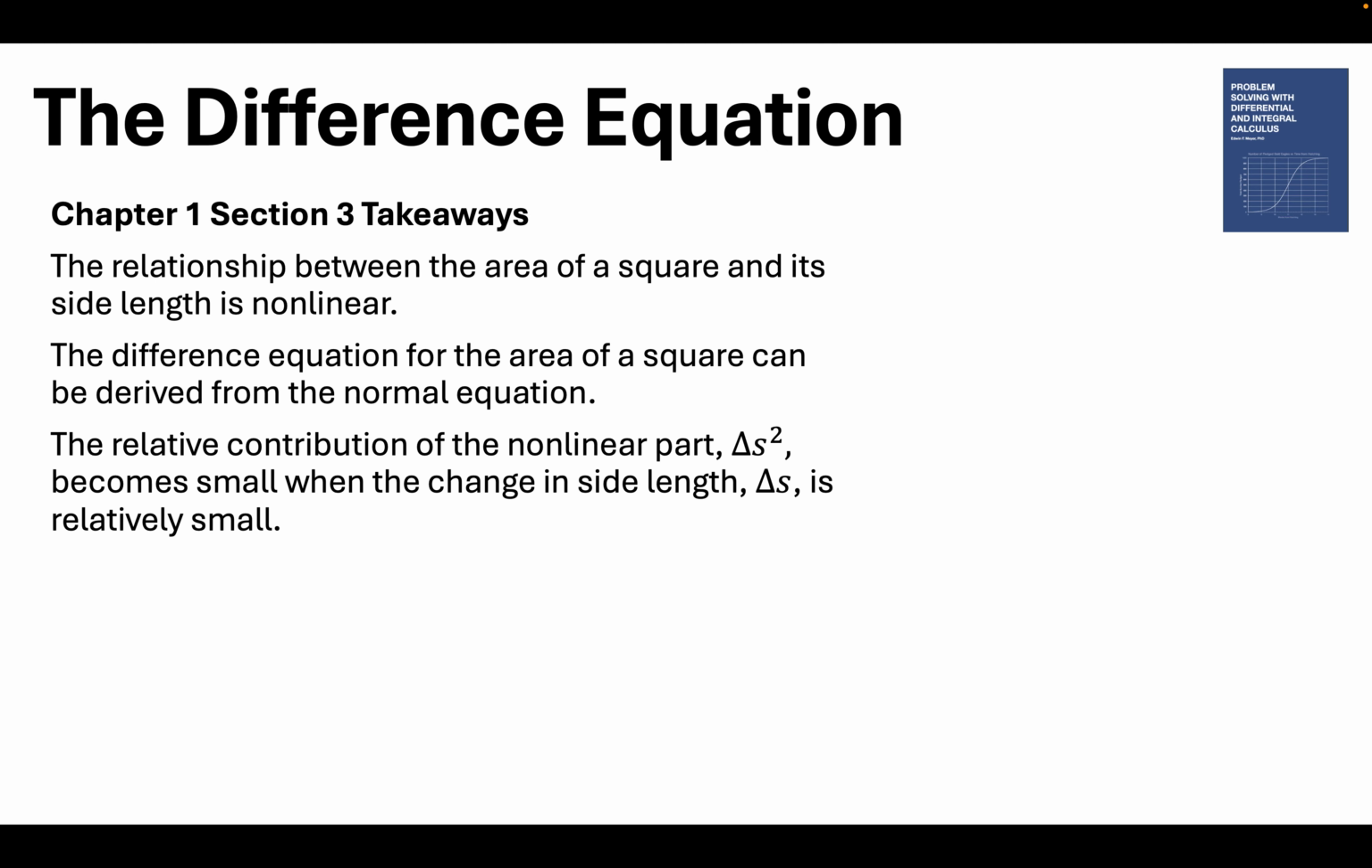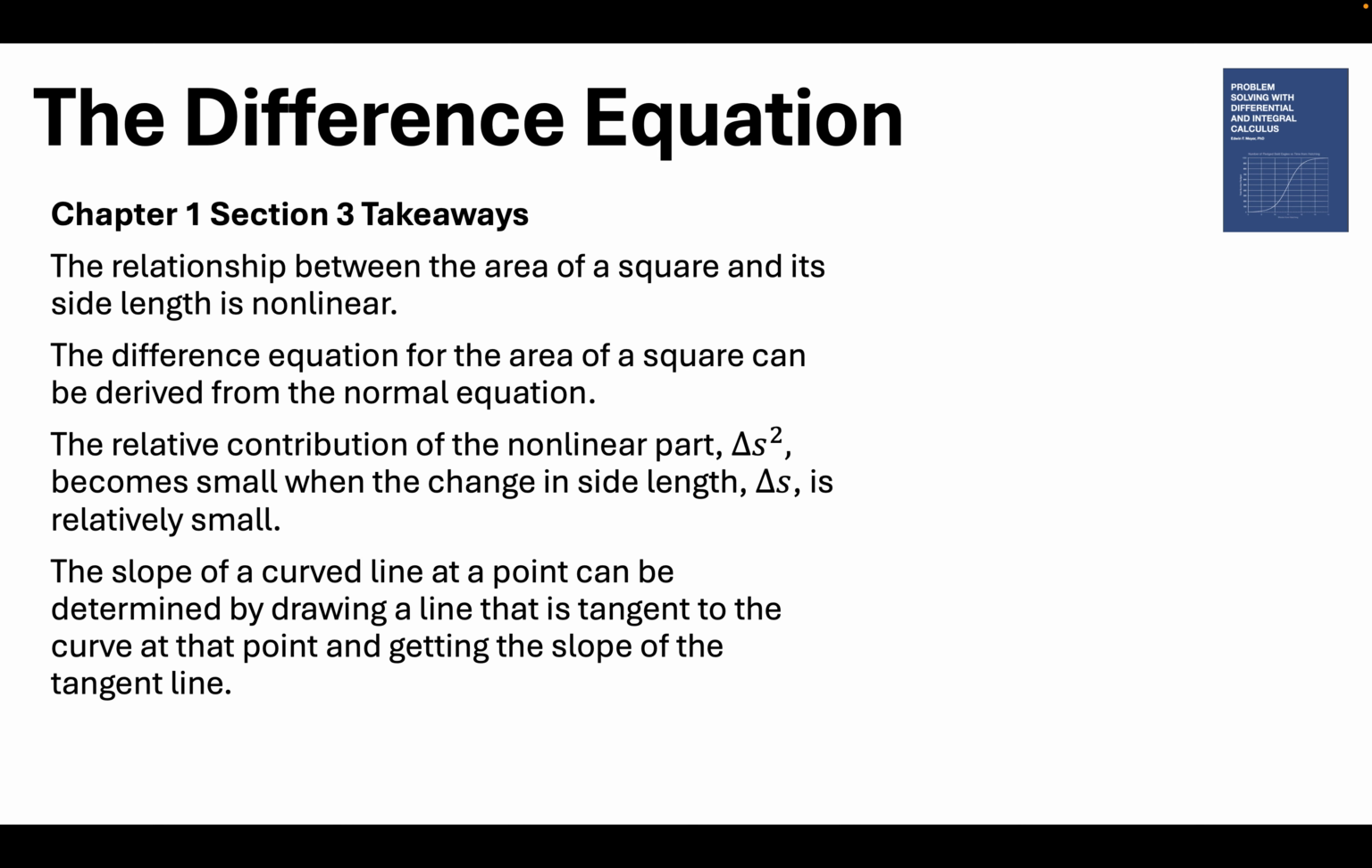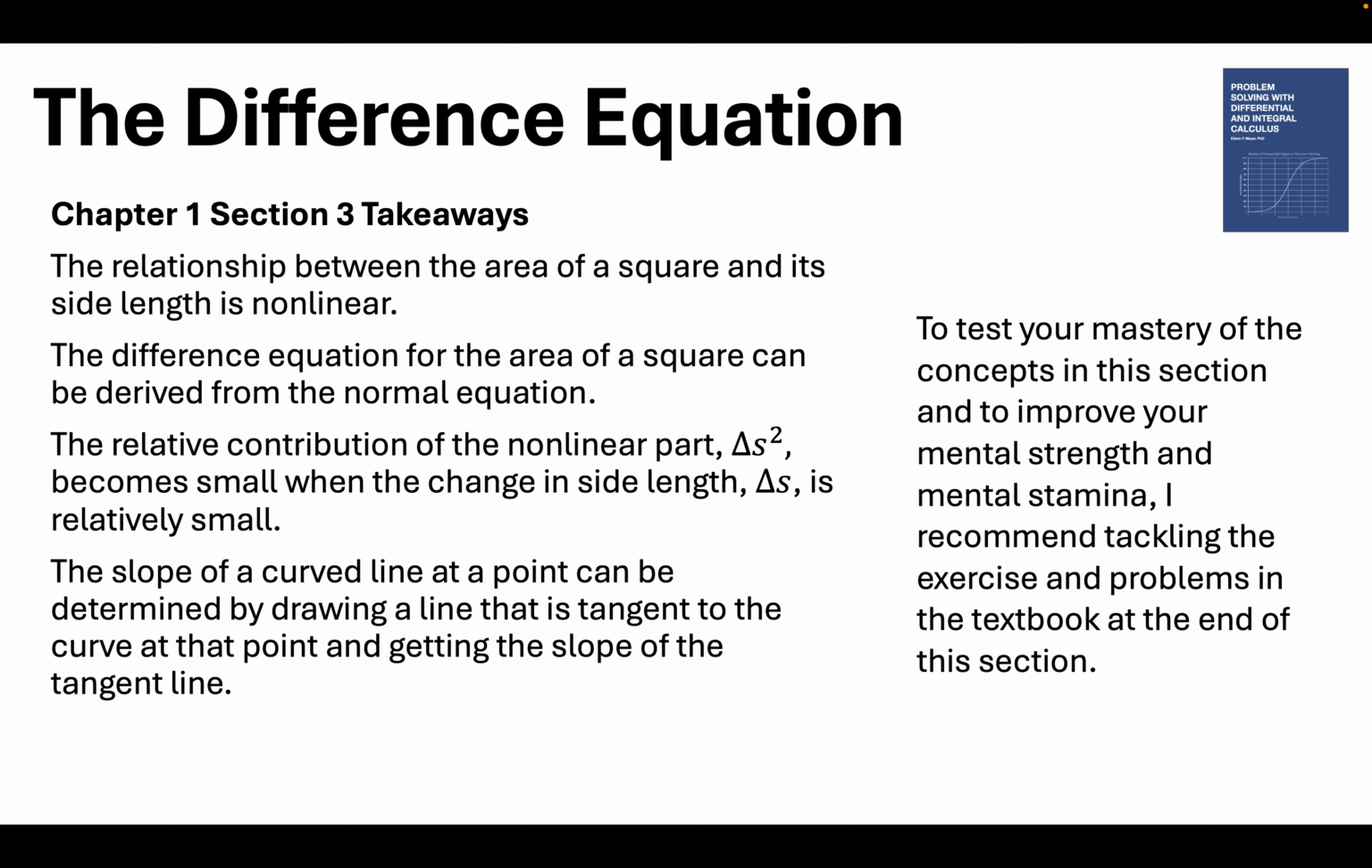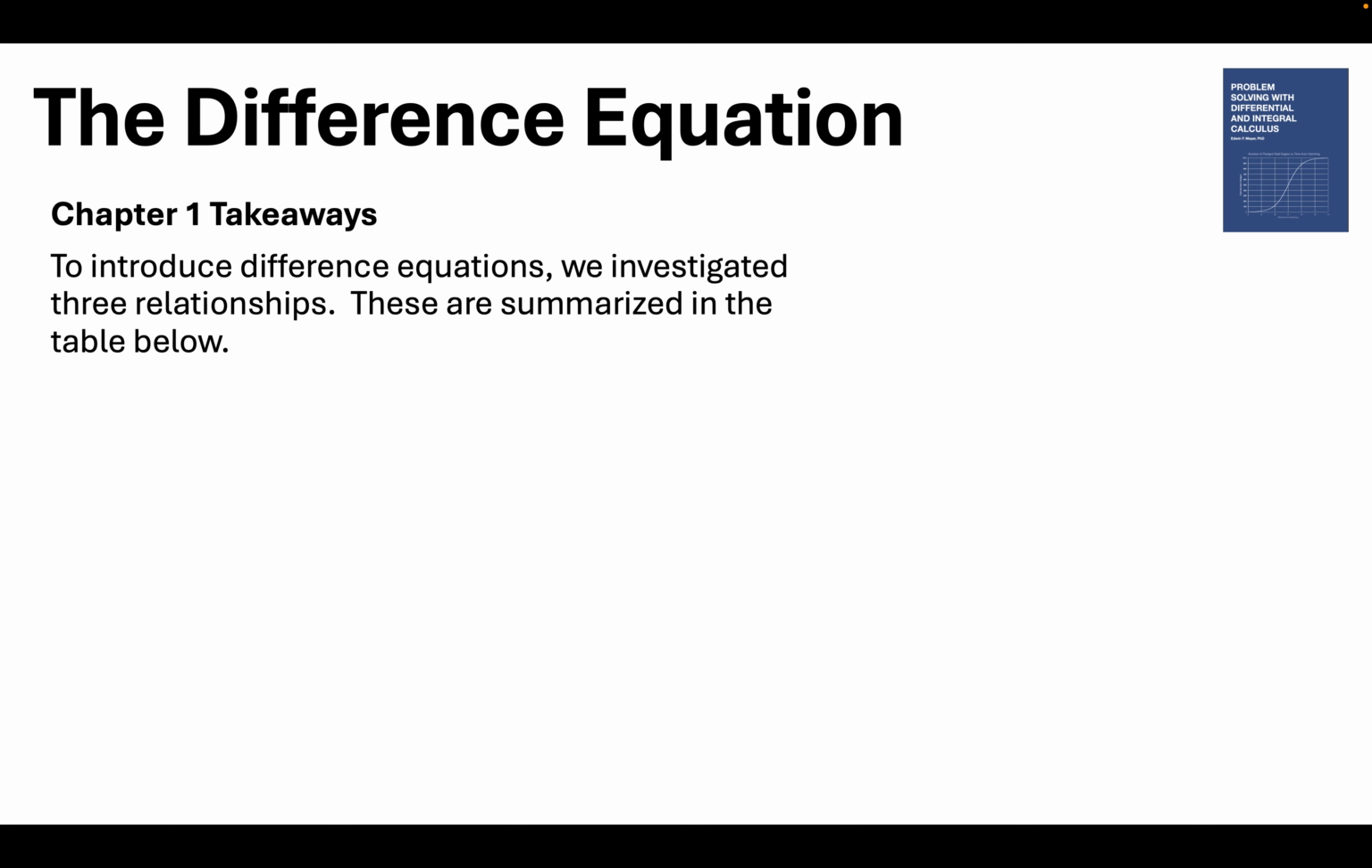The relative contribution from the nonlinear part, delta S squared, becomes small when the relative change in side length is relatively small. And we dealt with the slope here. The slope of a curved line at a point can be determined by drawing a line that's tangent and getting the slope of the tangent line. So to test your mastery of these concepts, there's exercises and problems in the textbook at the end of this section.